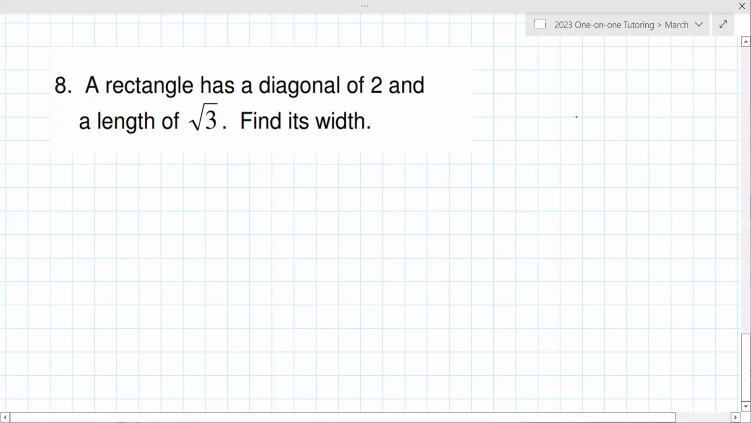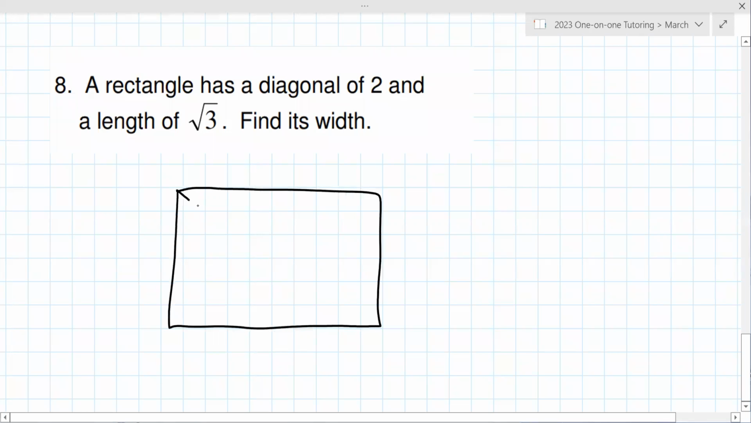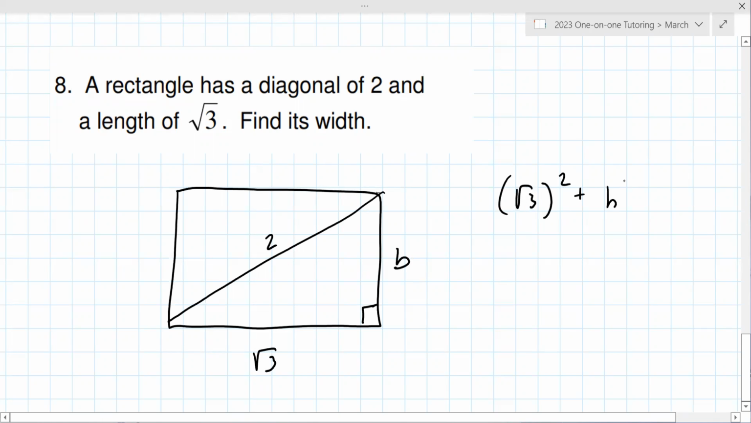Okay, so your drawing should look something like this. I don't know whether you went diagonal down this way or the other way with your diagonal. That way. Okay. So diagonal 2, length is square root of 3. So your missing side is b. Square root of 3 squared plus b squared equals 2 squared. Okay, so b would equal 1.